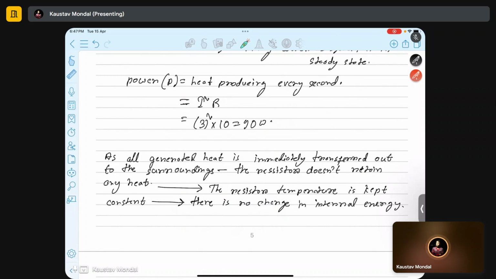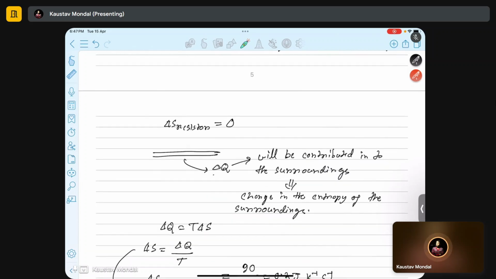Now, as this whole heat that is generated is cooled down, that means whatever heat is generated is instantaneously thrown into the surroundings. That means the resistor doesn't retain any heat, so there is no internal change in the resistor. That means there will be no change in the entropy of the resistor also, right? But as the heat is contributed to the surroundings, there will be a change in entropy in the surroundings.